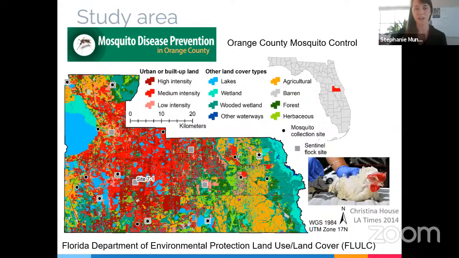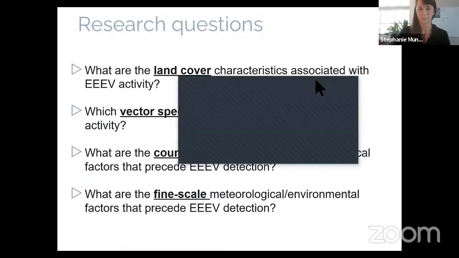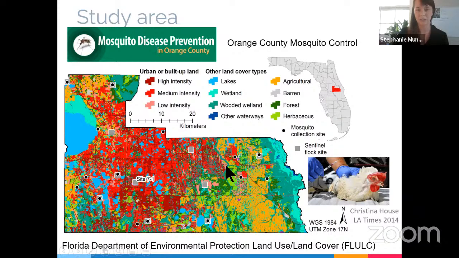And so those sentinel flocks are shown in the gray squares. And they also have mosquito monitoring sites, which are shown in these black points.